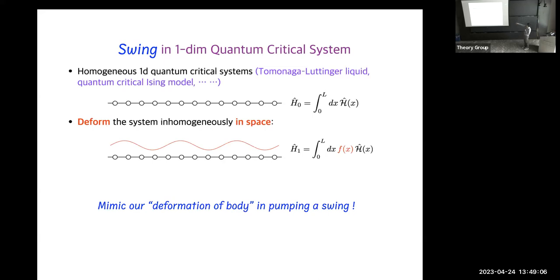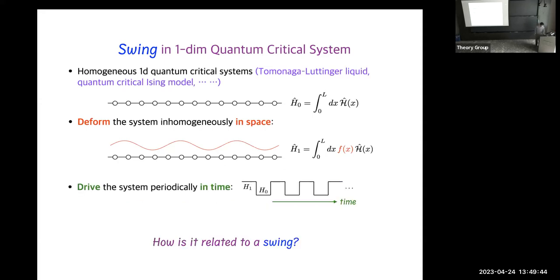we can write down a new Hamiltonian, which we call H1. In this new Hamiltonian, we tune the Hamiltonian density as a function of space. Okay, if you compare the two Hamiltonians, H0 and H1, for H1, we simply modify the Hamiltonian density by a function, a real function, f(x). So which is depicted here. We tune the Hamiltonian density in space. So this step is to mimic our deformation of the body in pumping a swing. Okay, that's it. This is simply the setup.